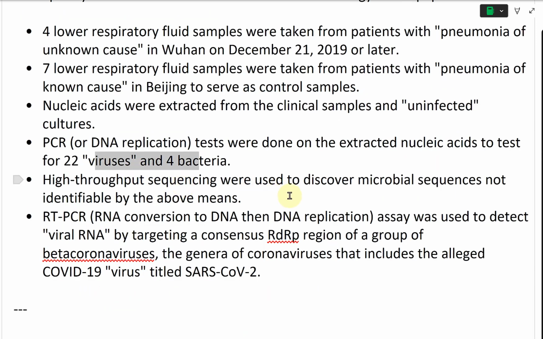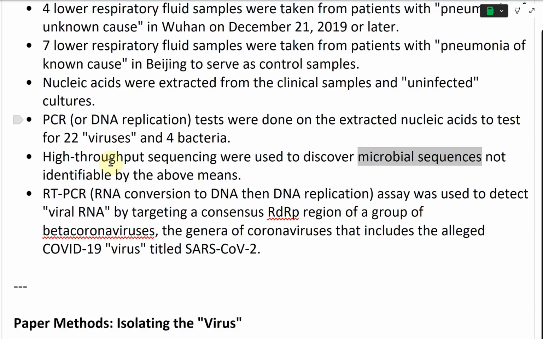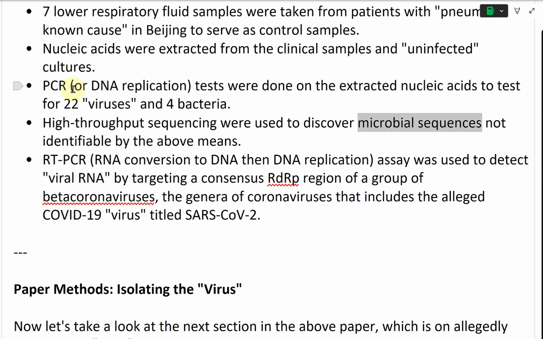So high throughput sequencing was used to discover microbial sequences, looking for these molecules and not the actual "virus," not identifiable by the above means, which we're testing for. Testing for the known sequences, and also using PCR and so on. And going further, so RT-PCR, so again, the PCR is DNA replication. Then RT-PCR is RNA conversion to DNA, then DNA replication. Assay was used to detect, quote, viral RNA by targeting a consensus RDRP region of a group of beta coronaviruses. And this is the genera of coronaviruses that includes the alleged COVID-19 "virus" titled SARS-CoV-2.